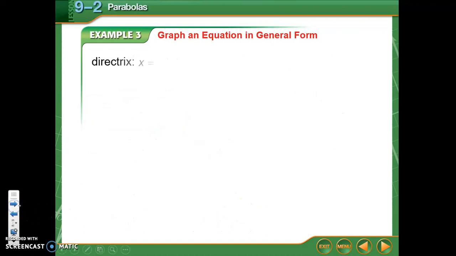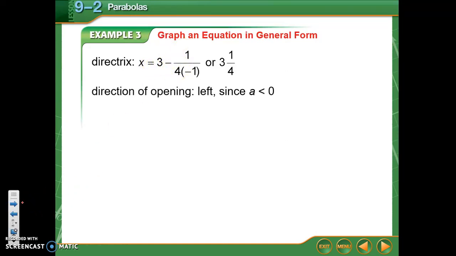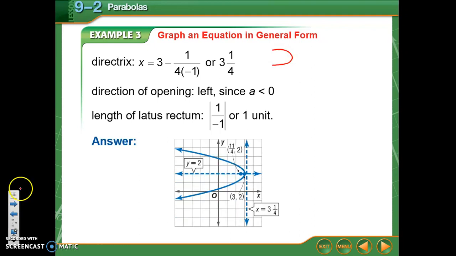That's my focus. And this is my directrix. So x equals, because it's a vertical line for a horizontal parabola, 3 minus -1/4, which is 3 1/4. And it opens left because a is less than 0. So when a is less than 0, my parabola will look like this. It will open to the left. And then I can use the formula from that chart to find the length of the latus rectum. So take a look at all of that information here.